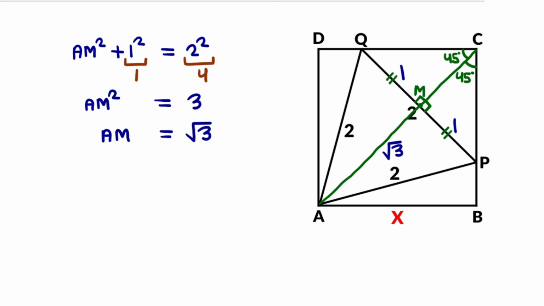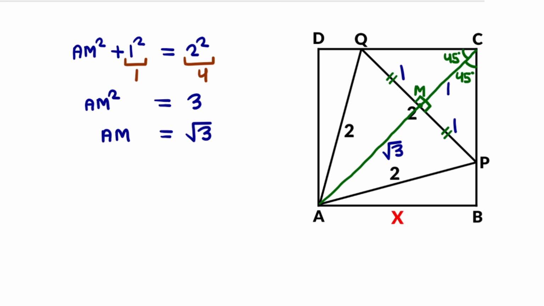That means triangle PCM is a 45-45-90 triangle. And in this special triangle, the two legs are equal. Since PM is 1, CM must also be 1.